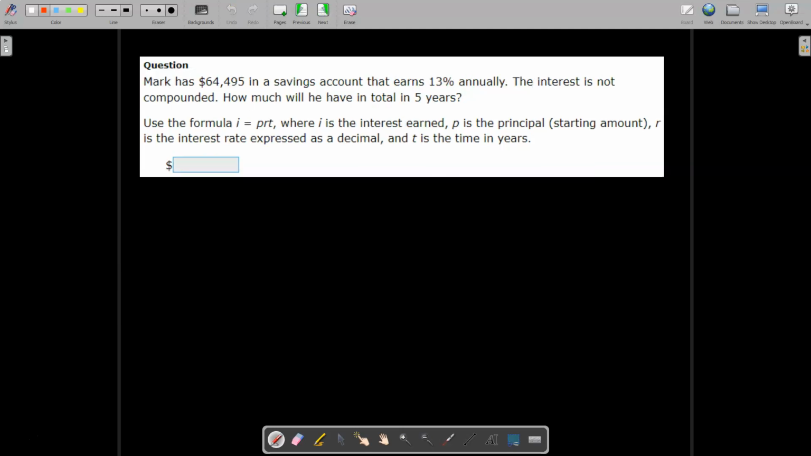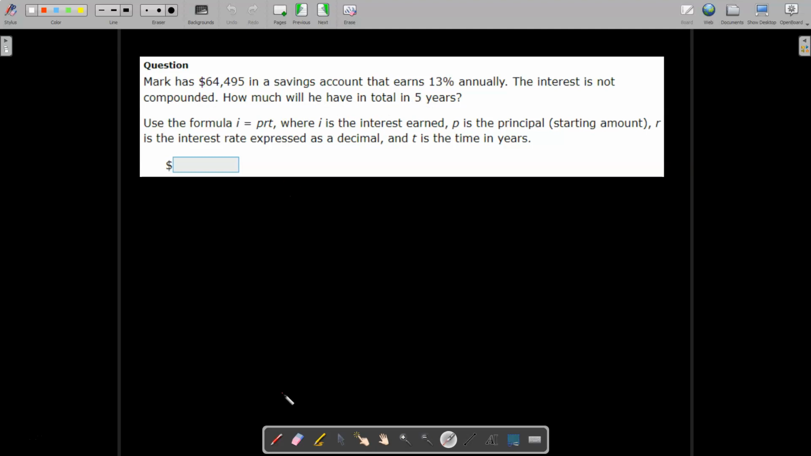Looking at the next question, let's go ahead and check this one out. It says that Mark has $64,495 in a savings account. That's the principal. It earns 13% interest annually. The interest is not compound. How much will he have in 5 years?